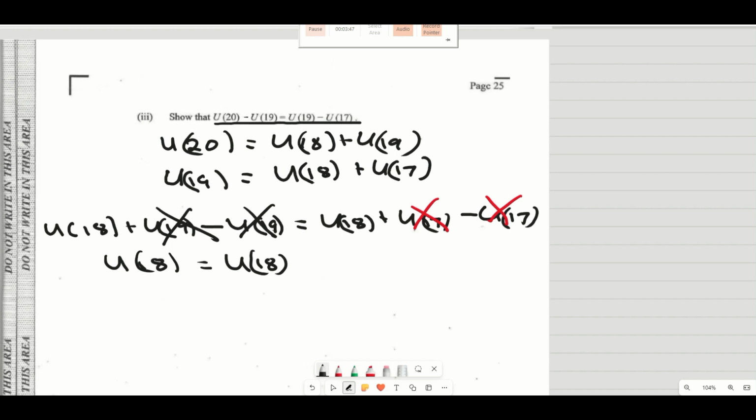So therefore, that is how we would show u20 minus u19 is equal to u19 minus u17. You just put all the values that we know inside here and you cancel out. You see the 19s cancel out, the 17s cancel out, and what remained was u18 and u18, whatever value u18 may be. And that is how you would do this question.